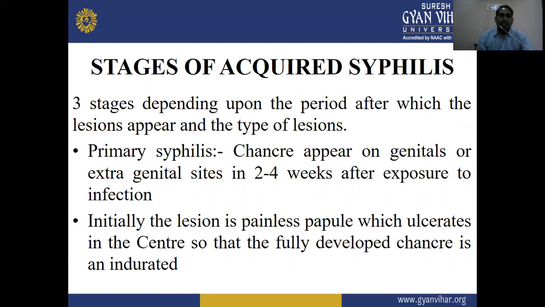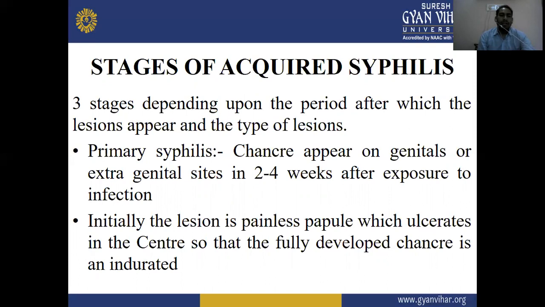Stages of acquired syphilis: the first three stages depend upon the period after which the lesion appears and the type of lesion. First of all, primary syphilis. In primary syphilis, chancres appear on genital or extragenital sites 2 to 4 weeks after exposure to infection.